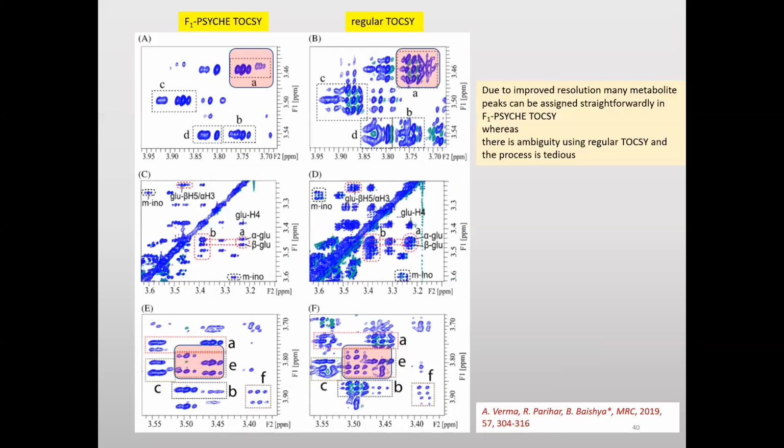Okay, next. So these are some of the sections expanded. You can see on the left side, a very high resolution spectrum. On the right side, a lot of overlap with the regular TOCSY. So this is how we could assign the metabolites more conveniently using the F1 cytotoxic experiment.